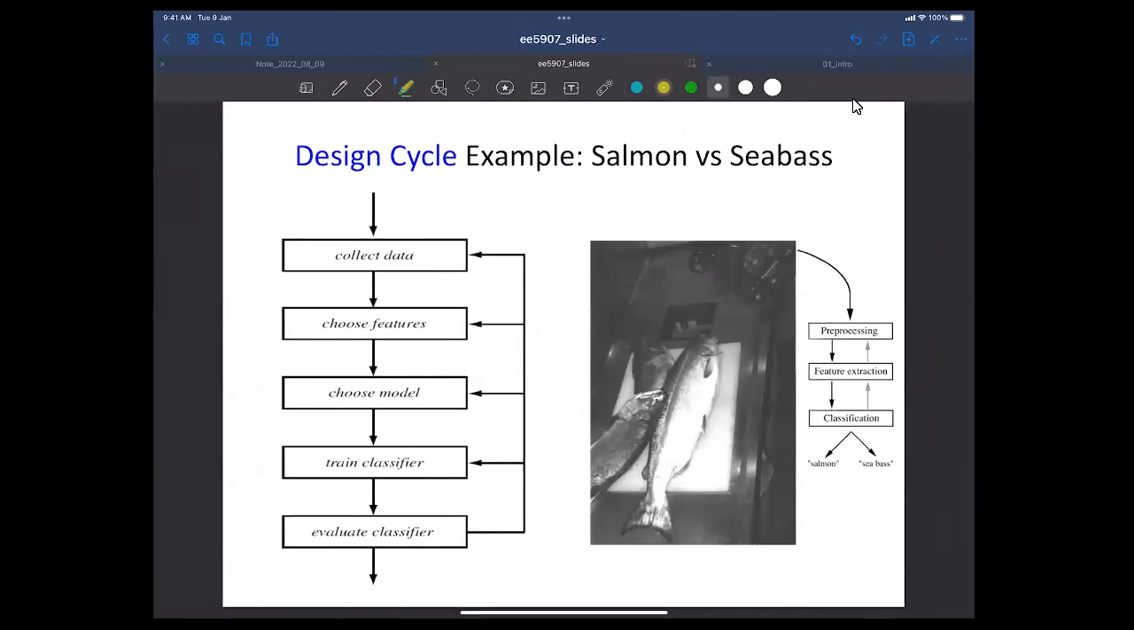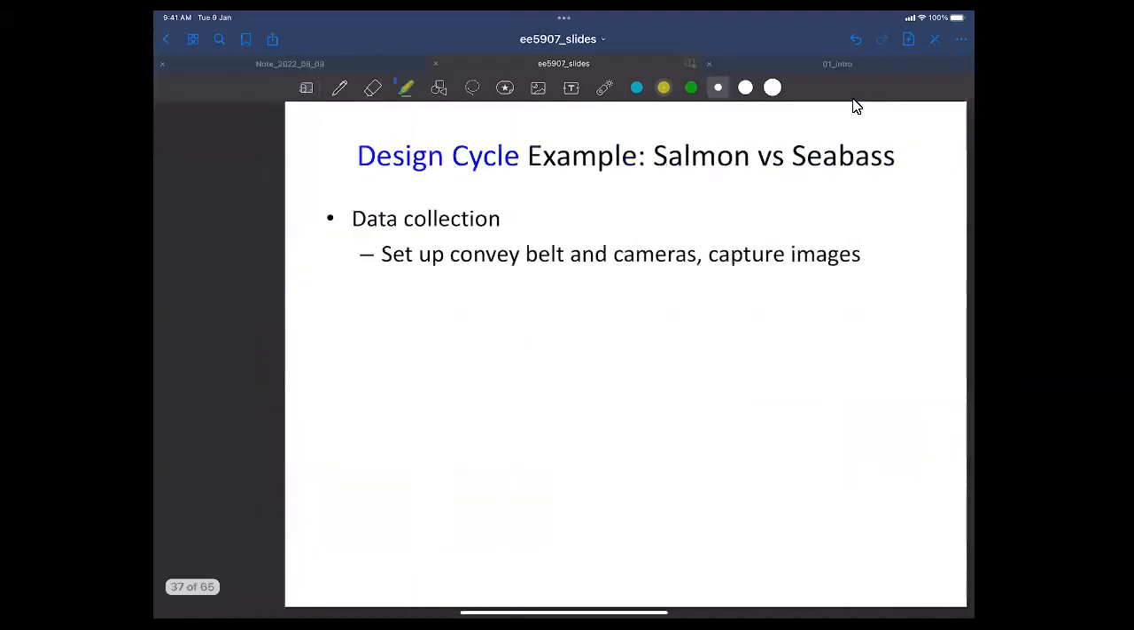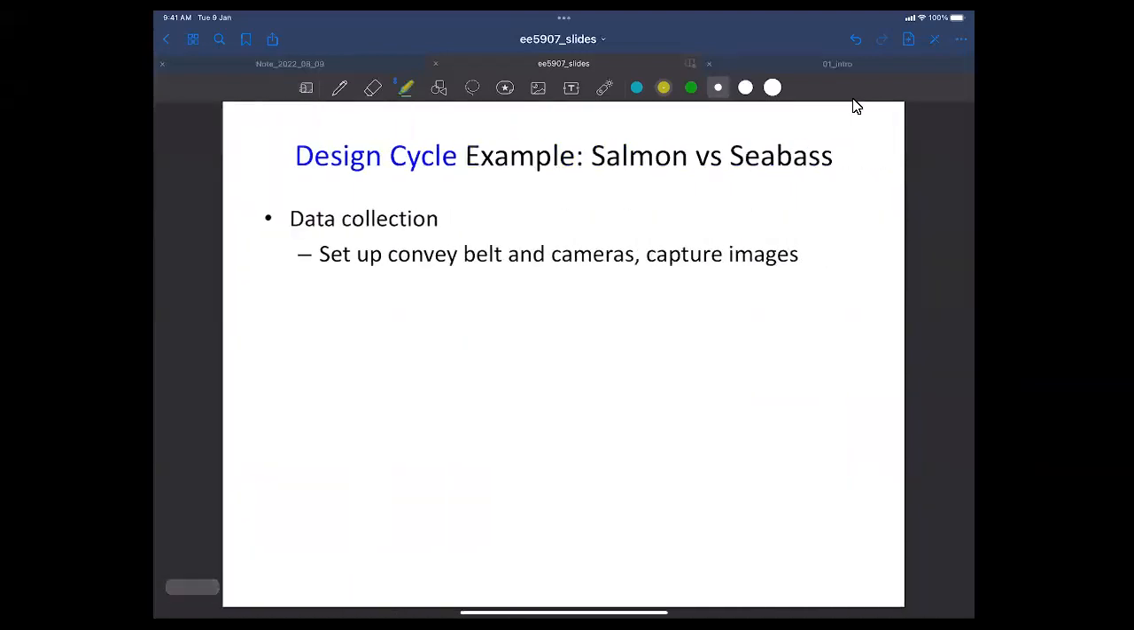Pre-processing here is like noise or image enhancement or low light correction. Then you can extract features based on this pre-processed image, and then you can have classification. And in this classification, you can have a salmon or sea bass in this particular example. So that's the design cycle.